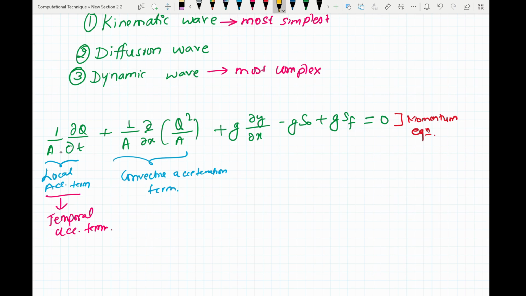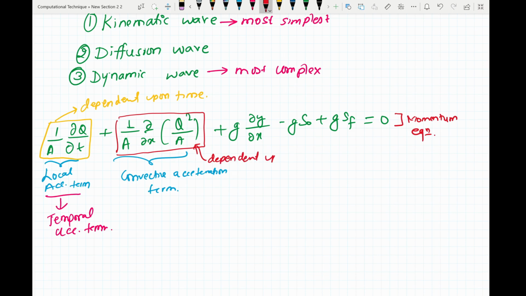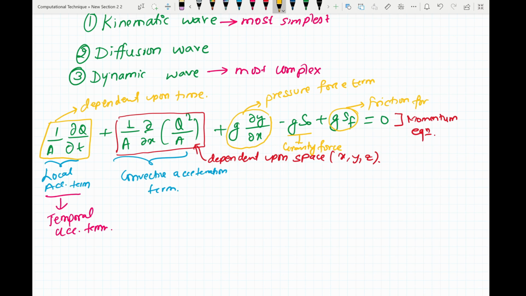because this term here, you see here, this is a differential of time, so this is the acceleration that is dependent upon time. Now here, this equation, you can see it is a derivative of x, so this term here is dependent upon space, which may be x, y and z. Now this term here is the pressure force term. This term is the gravity force term, and this term here is the friction force term. You can look into some books related to hydrology to understand this equation.